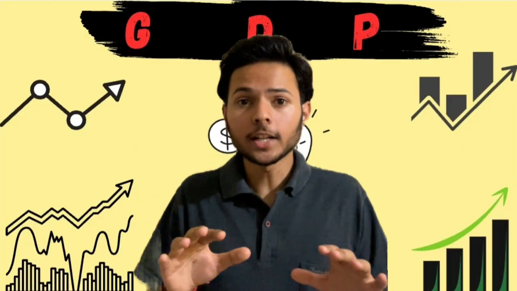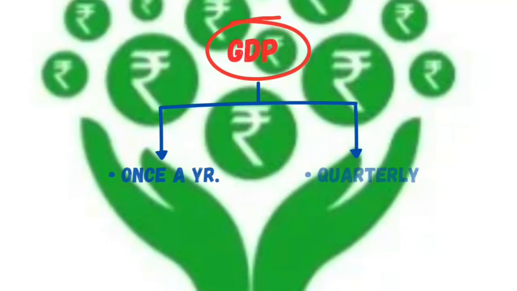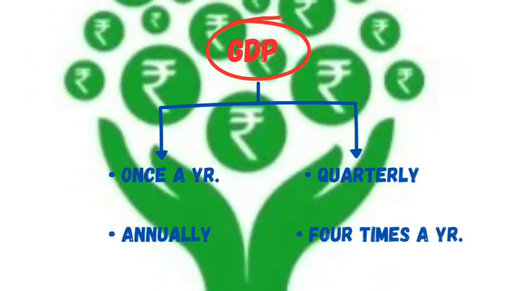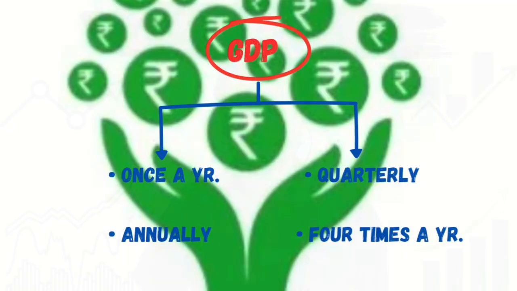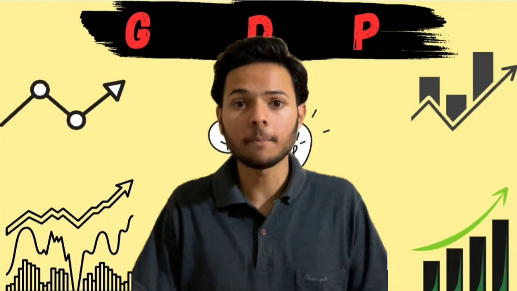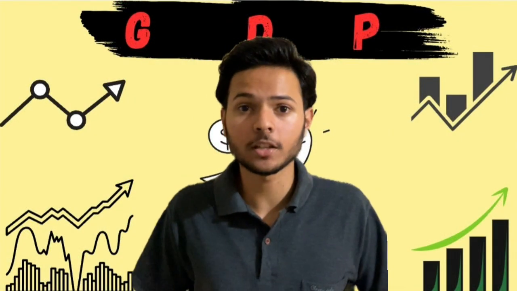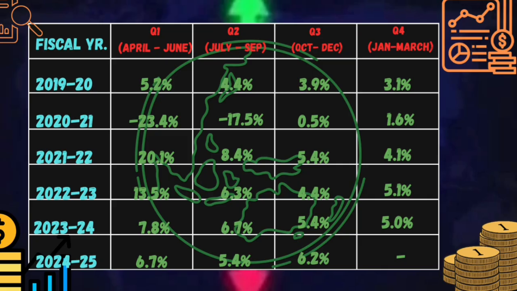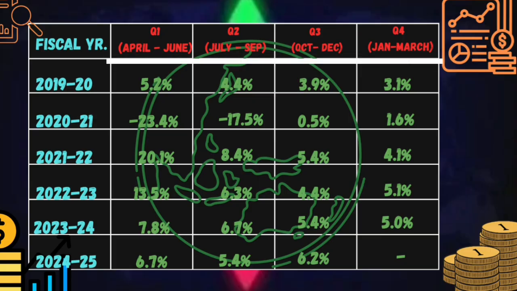The GDP is calculated annually as well as quarterly. Annually means once a year and quarterly means 4 times a year. There are 4 quarters in 1 year, and the first quarter will always be compared with the first quarter of the previous year, so that we can compare the production of each year. So here on your screen is the actual data of quarter-wise real GDP growth rate for financial year 2019 to 2024. As I have already told you, there are 4 quarters in 1 year: Q1, Q2, Q3, Q4.